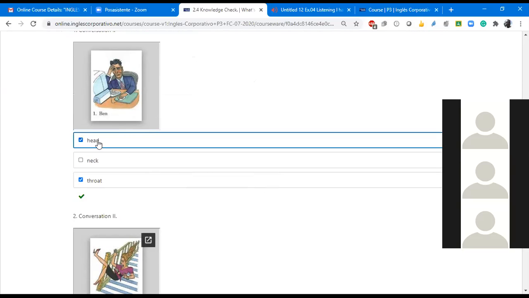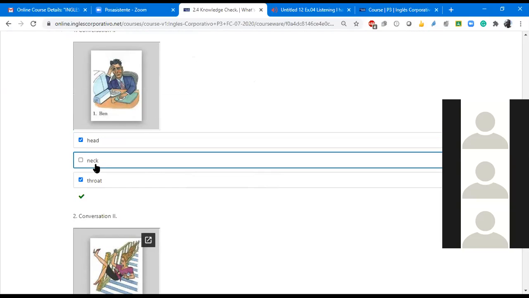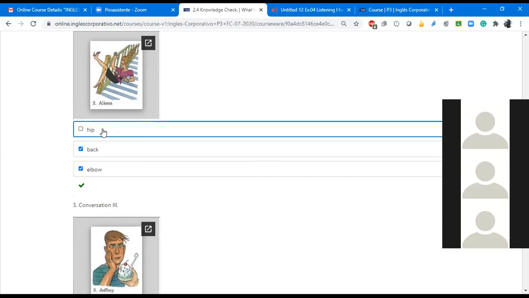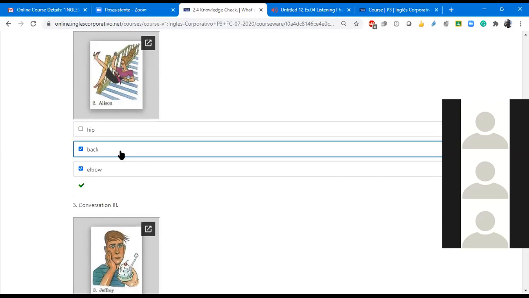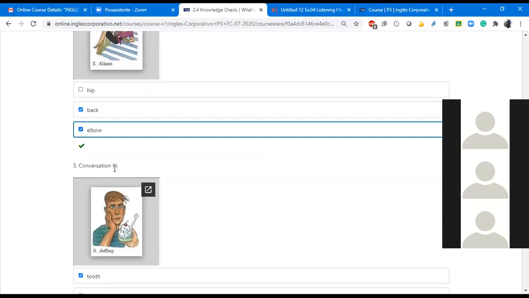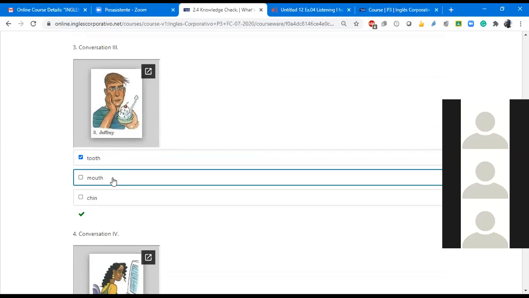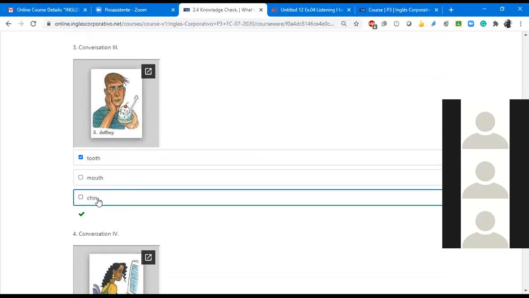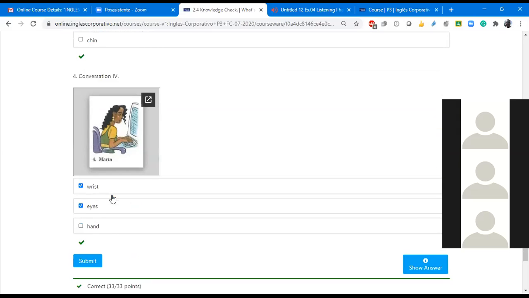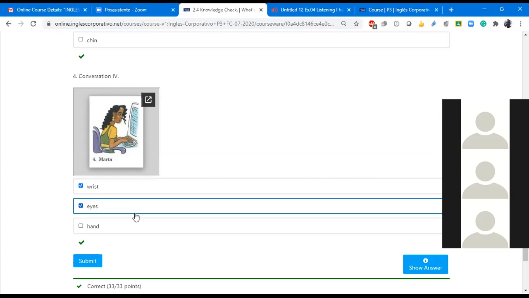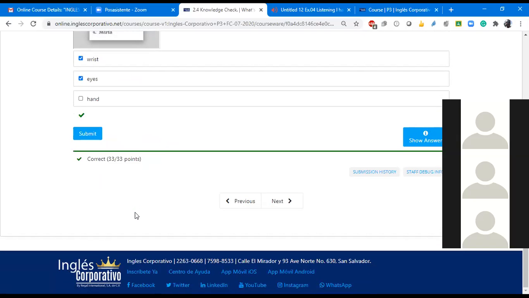Headache. For example, we have a headache. Okay. We have a sore throat. We have a pain in the neck. Then you have, for example, a pain in the hip, backache, a sore elbow. Could be a sore tooth or a toothache. Mouth, for example, a sore mouth. And a pain in the chin. We have my wrist hurts, she says, and sore eyes. Okay, so we have the answers.